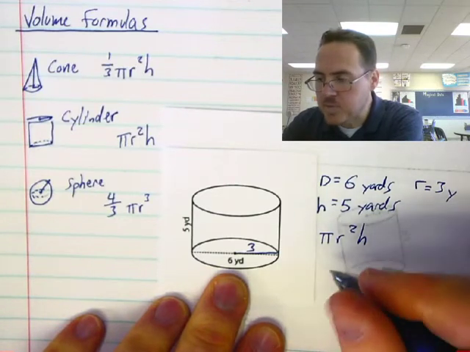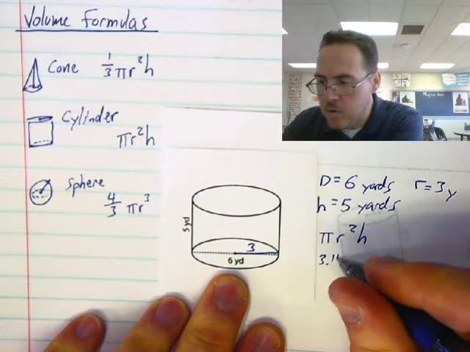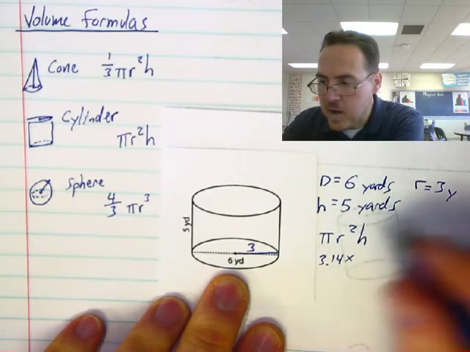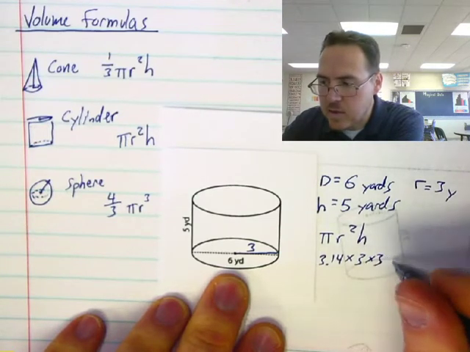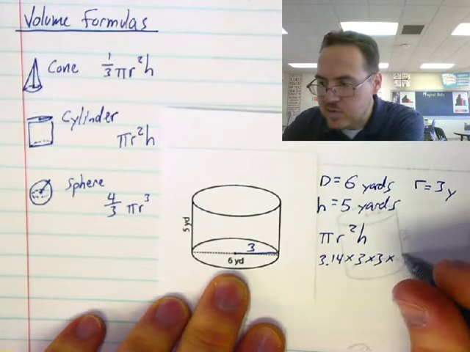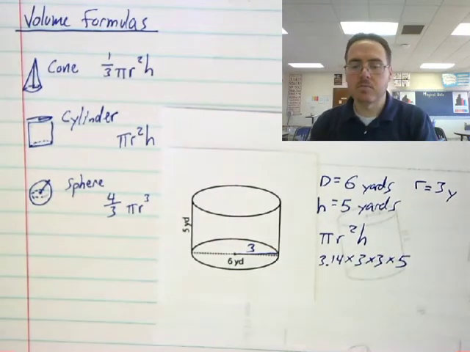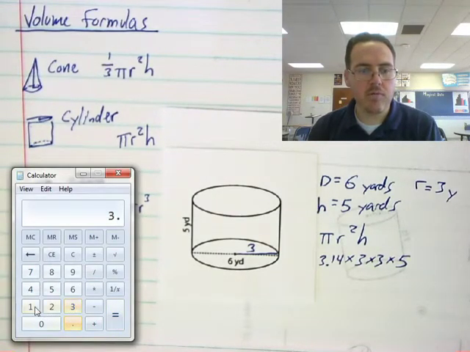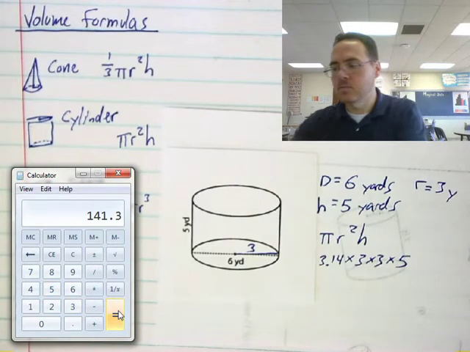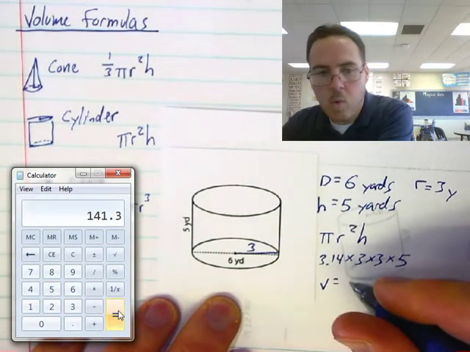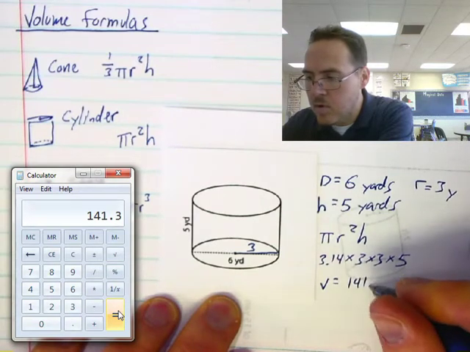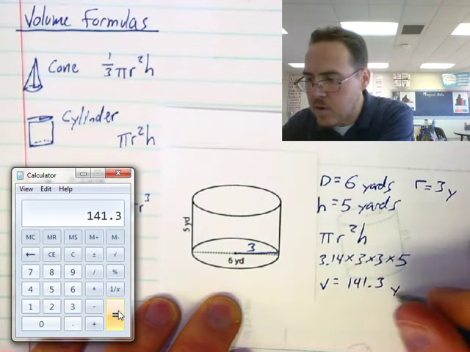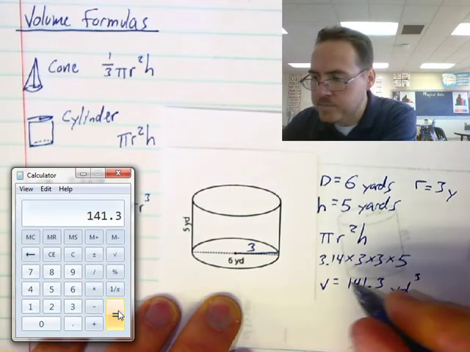So now we can just replace what we know. So we need 3.14 times the radius squared, so that'd be times 3 times 3, times the height, which they gave us, which is 5. So let's get out a calculator. So 3.14, which is pi, times 3 times 3 times the height, which is 5. So our volume would be 141 and 3/10 yards to the third power.